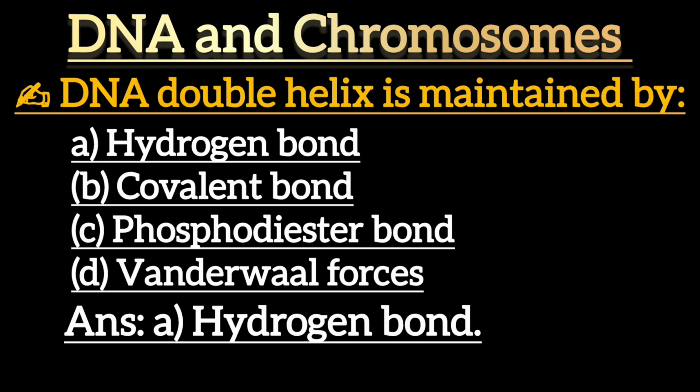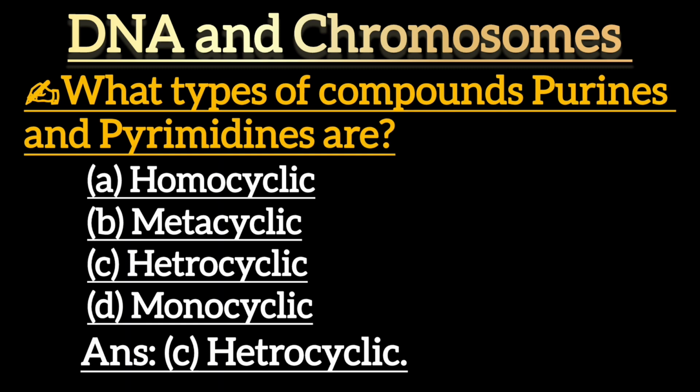Next one is DNA double helix is maintained by option A hydrogen bond, option B covalent bond, option C phosphodiester bond, option D van der Waals forces. Correct answer is option A hydrogen bond. Next one is what types of compounds purines and pyrimidines are? Option A homocyclic, option B metacyclic, option C heterocyclic, option D monocyclic. Correct answer is option C heterocyclic.